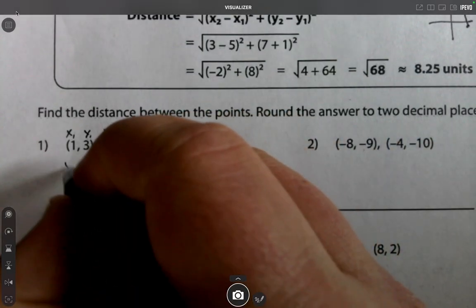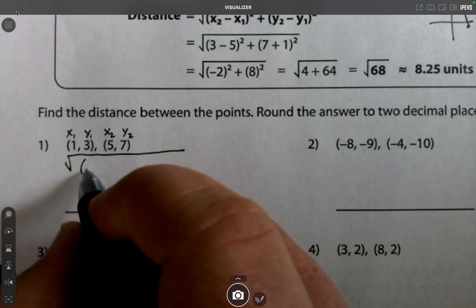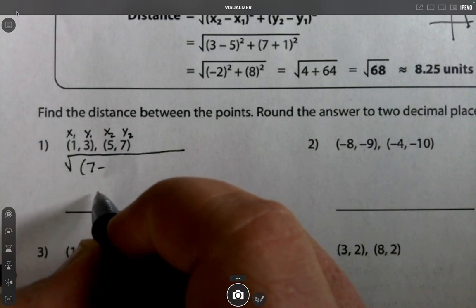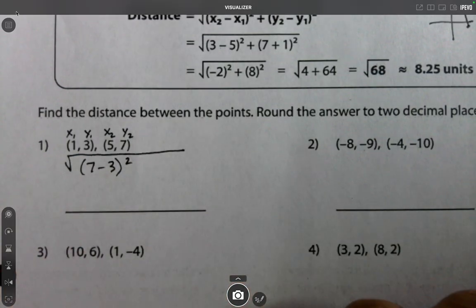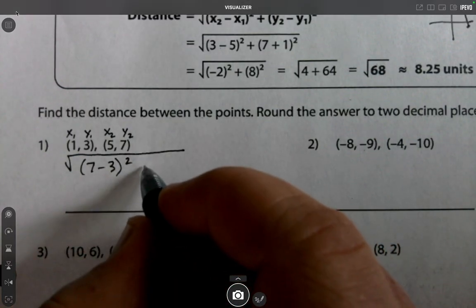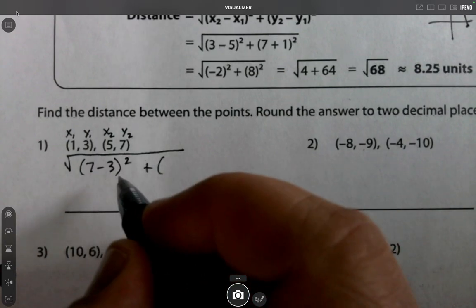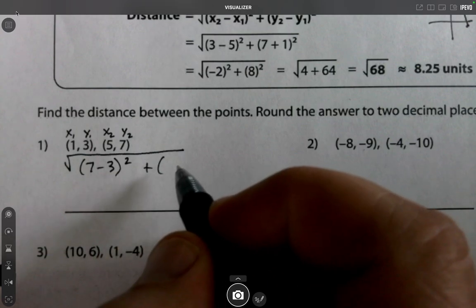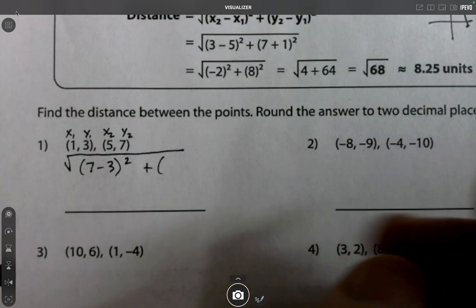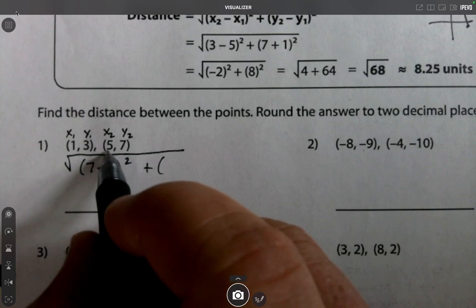So I do the square root of y2 minus y1 squared plus, I just did the y's first. Shoot, I'm sorry. It actually doesn't matter whether you do x or y's first, but I'll make sure to do the x's first and all the others. So I need to do the x's, 5 minus 1.